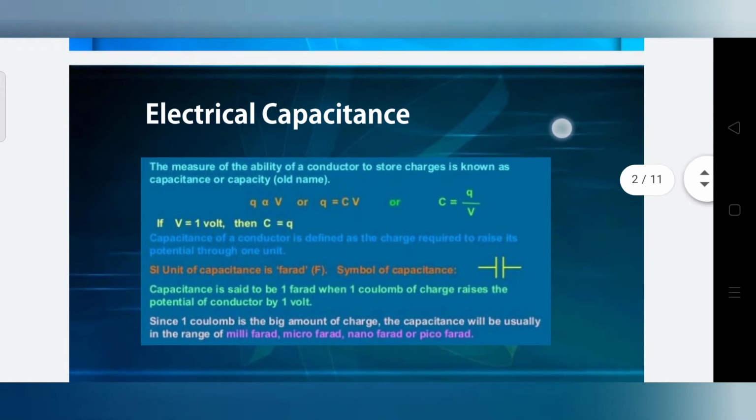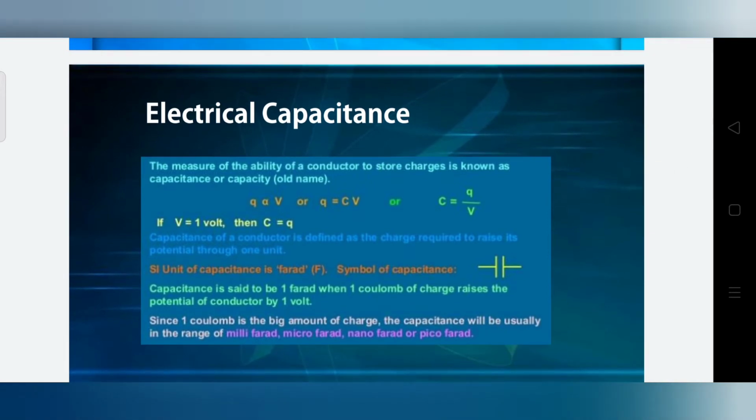First one is, what is electrical capacitance? Capacitance means the measure of the ability of a conductor to store charges is known as capacitance or capacity. Okay, we all know the name capacitor. The capacitor is the device that stores electrical charges.